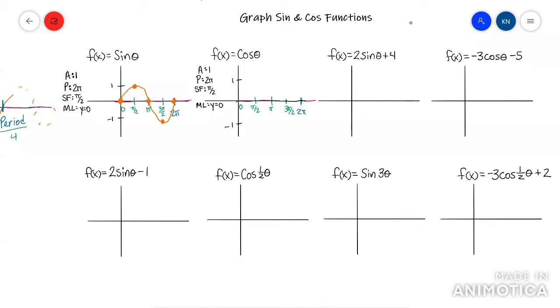All right, so cosine's parent function starts high, hits 0, goes low, hits 0, and goes high, and then repeats. So it would look something like, I can do better. It would look something like this. And then of course it would repeat.